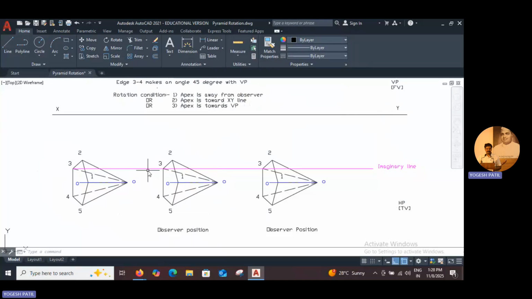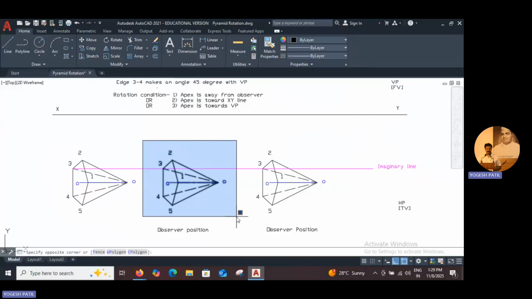As soon as we select the base point, one imaginary line will get created on the base point, and all angles will be measured against this imaginary line. Keeping that in mind, I draw this imaginary line, which is parallel to xy. Whatever angle is made by this line with the imaginary line will remain the same as that with the xy line. So if 3 4 makes an angle 45 with the imaginary line, then 3 4 makes an angle 45 with xy.